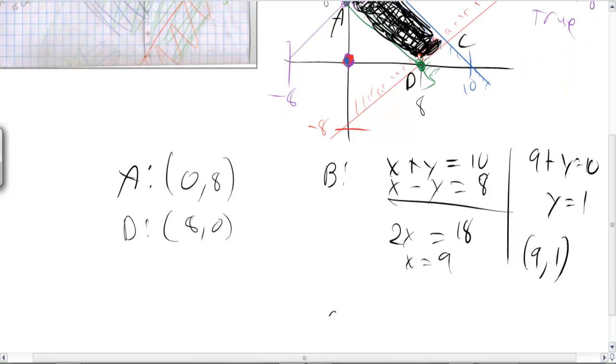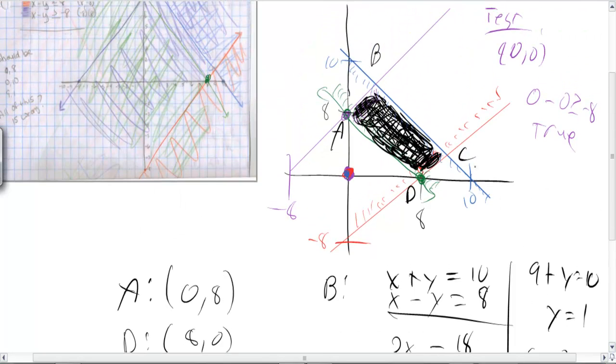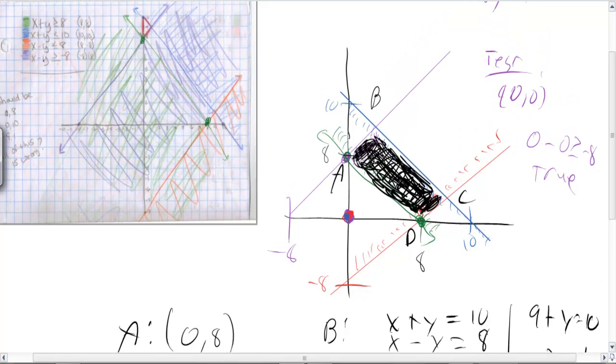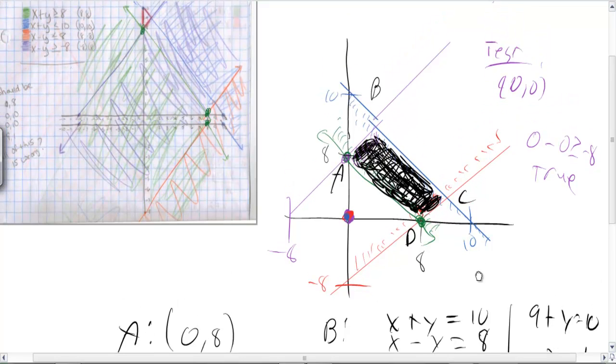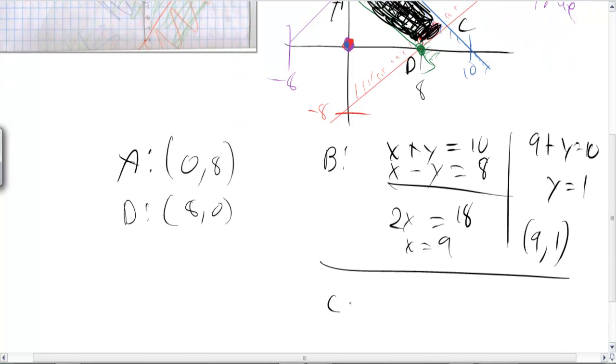So therefore, I know my point B is at the point (9, 1). So now we just need to do C. We do it the exact same way. You just say which two equations are intersecting to give me that point. So I see it's my blue and my red. So my blue is the x plus y equals 10.